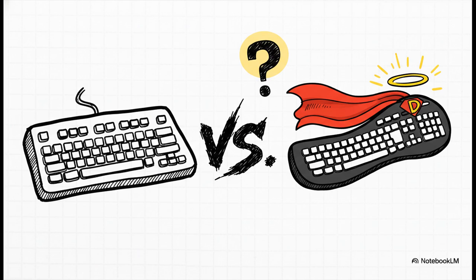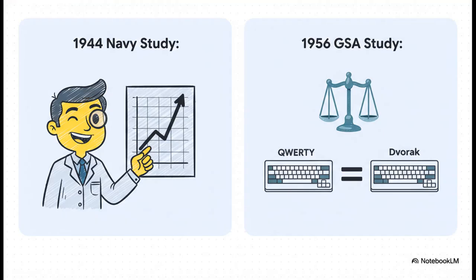See, the whole "QWERTY is a mistake" story needs a hero, right? It needs a vastly superior keyboard that was unfairly ignored. And that keyboard was the Dvorak layout, which was patented back in the 1930s. But the real question is, was it actually as amazing as the legend claims? And this is where the evidence gets really fascinating. The main proof for Dvorak's superiority comes from this 1944 Navy study that found these huge speed gains. But here's the catch. The study was run by its inventor, August Dvorak. That's a massive conflict of interest.